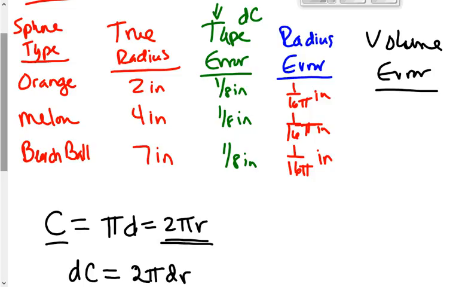Why are they all the same? Okay, so Zoe says that because it's the same tape error, it'll be the same radius error. But what about the volume error? Do we expect the volume error to be the same for everything? We say no. Why? Anybody? Well, okay, so no, because they have different radii.